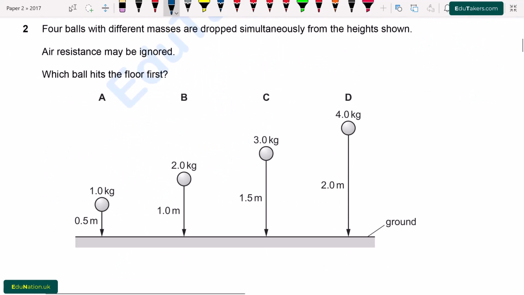Question number 2. Four balls with different masses are dropped simultaneously from the heights shown. Air resistance may be ignored. Which ball hits the floor first? So which one of the following balls hits the floor first?